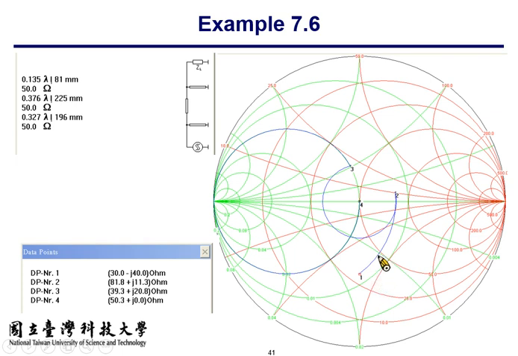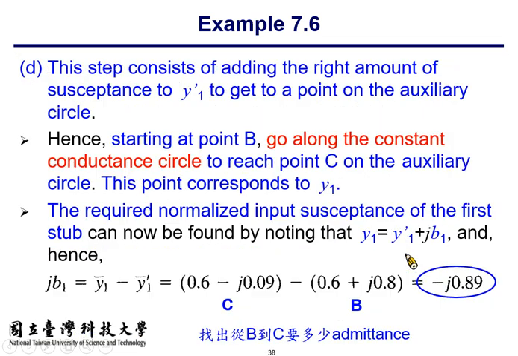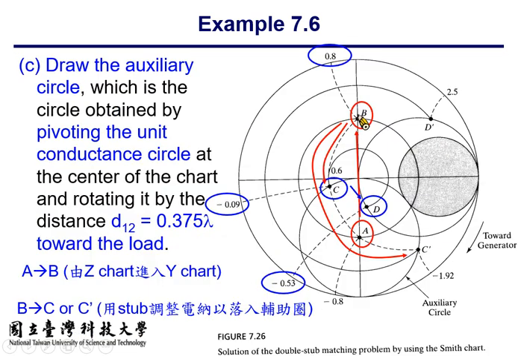I guess, if we have time, I can do that later. And let's check out the other solution. The other solution for the double stub matching is moving from B to point C prime.